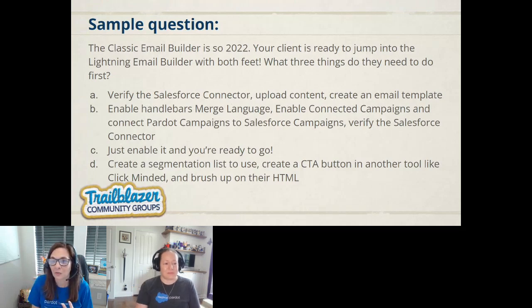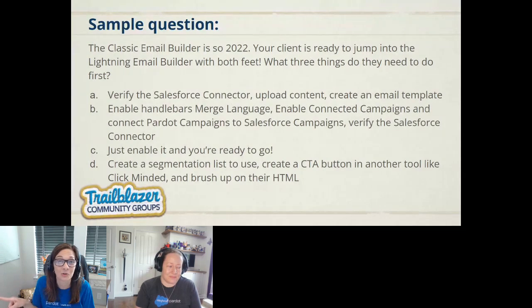Verify the Salesforce connector, upload content, and create an email template. Enable handlebars merge language, enable connected campaigns, and connect Pardot campaigns to Salesforce campaigns. Verify the Salesforce connector. Just enable it. You're ready to go. Create a segmentation list to use, create a CTA button in another tool like ClickMinded, and brush up on your HTML. So this one's kind of a trick question because you kind of have to do most of this.